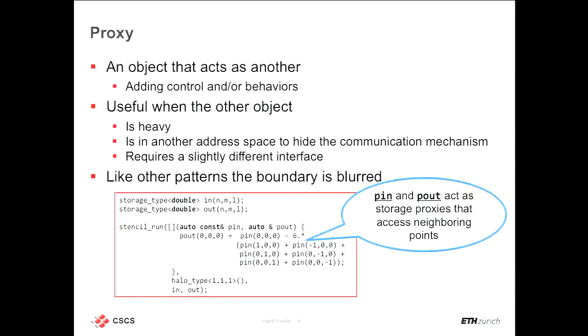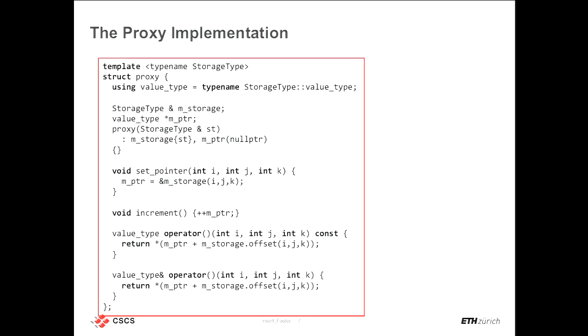So internally, the user will call stencil run with a lambda and the elo and the data fields. Internally, the library will have a for loop or a loop nest. It will create this proxy, passing them, and then call this lambda function that the user provides. So what is the proxy?